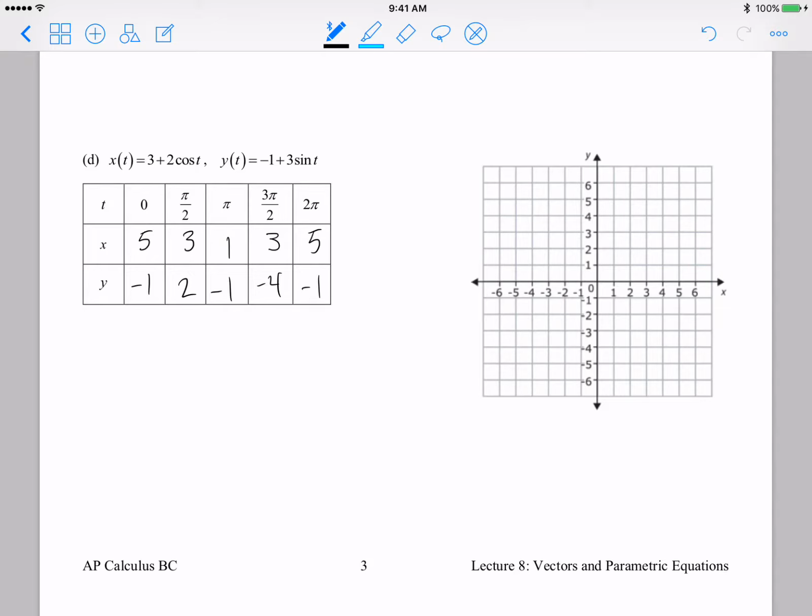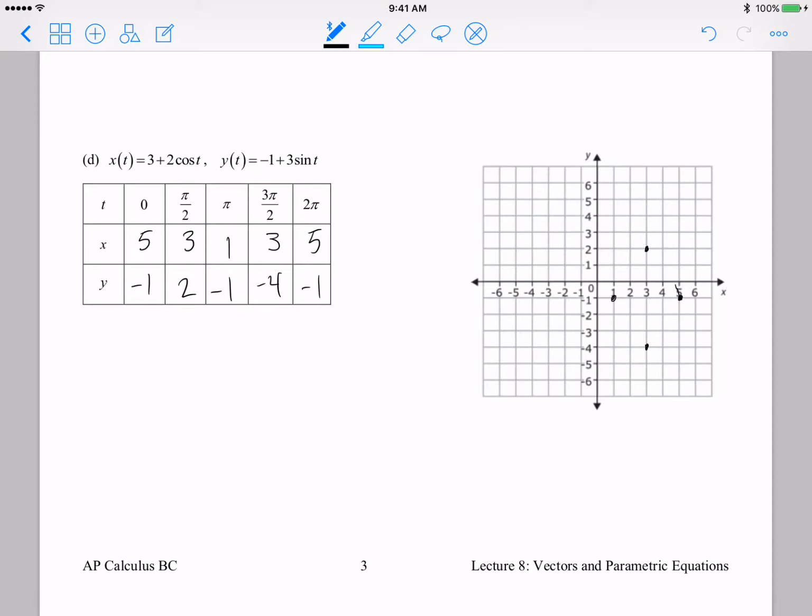Okay, so plotting all of those points, let's start with (5, -1). We're going to actually be plotting that one twice. So (5, -1) is here. (3, 2) is going to be right there. (1, -1) is here. (3, -4) is way down here. And then we go back to (5, -1) again.